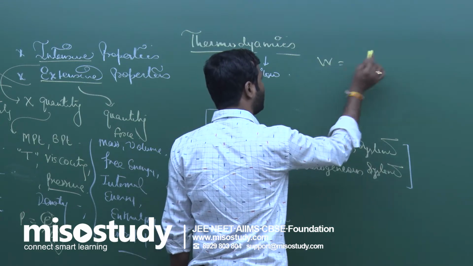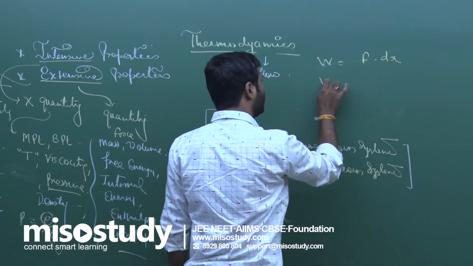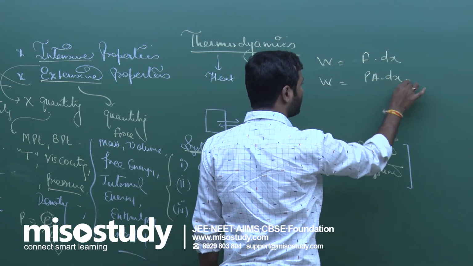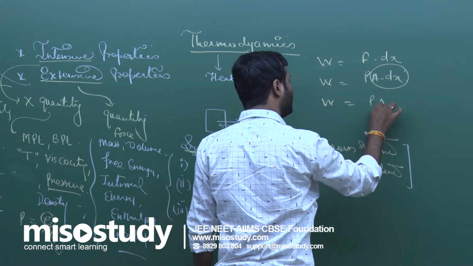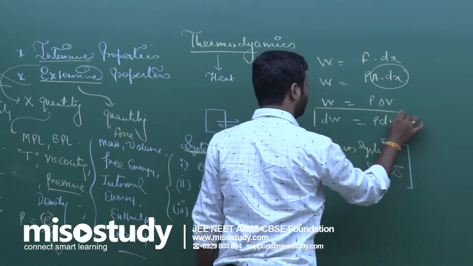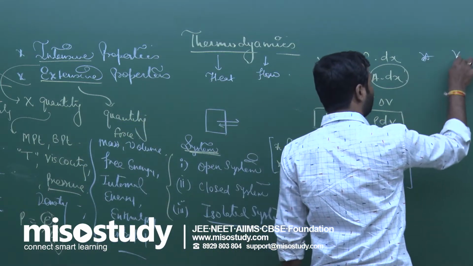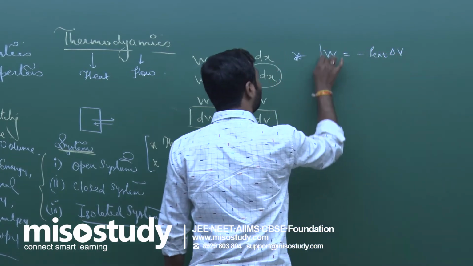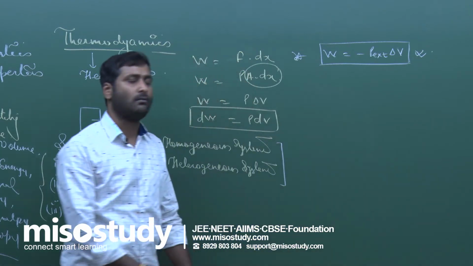Work done is equal to F into dx, we know. And in case of chemistry, force equals pressure into area, P into A, and A into dx is equal to delta V. So work done is equal to P delta V, or dW is equal to P dV. This is the work done. Yes sir. In extended form we can write work done is equal to minus P external delta V, that is, P external into (V2 minus V1).